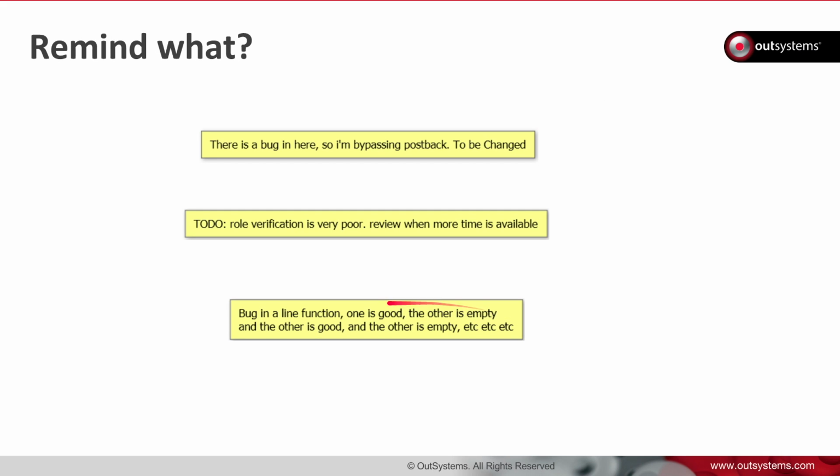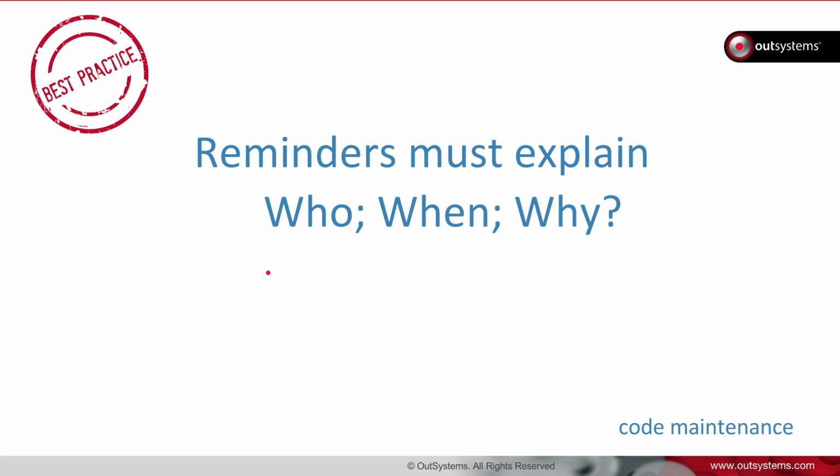So this is also not enough information. Should this be fixed? Is this a problem where you found it here, where this comment is? Is this a problem from the screen, from widgets? Is this a problem from data, from the database? So again, not enough information. Reminders must explain who, when, why. Be clear on your reminders so that you understand what needs to be done, or whoever comes after you understands what needs to be done.